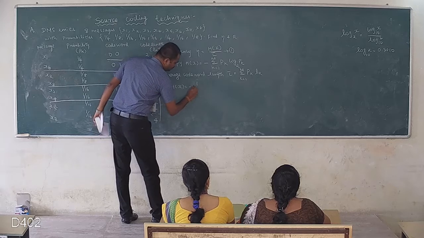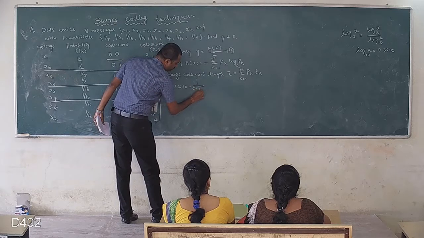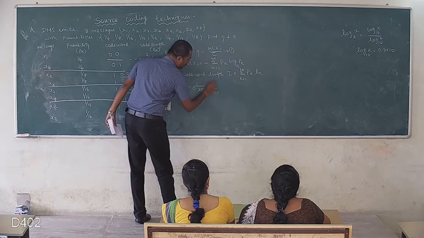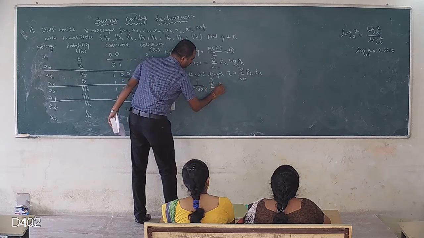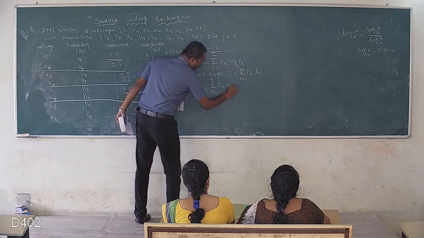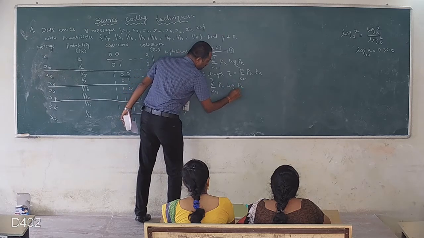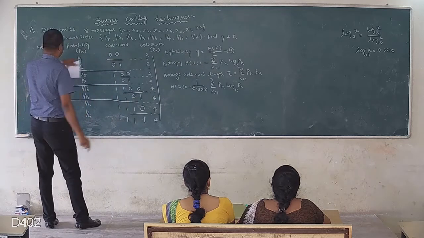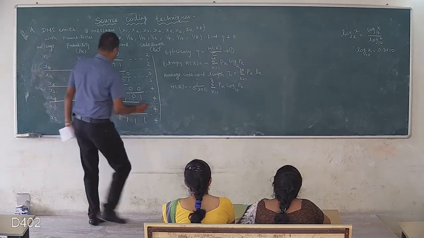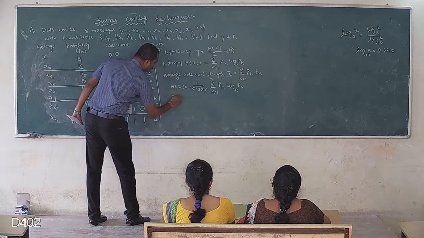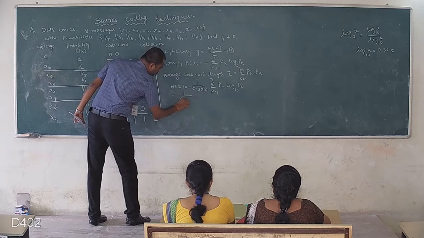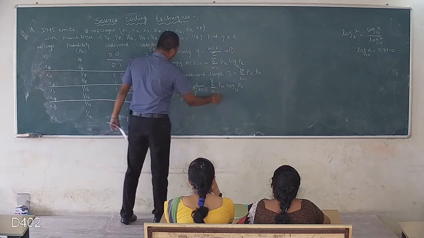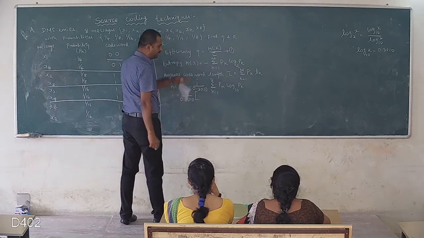That means 0.3010 summation k is equal to 1 to 8 pk log pk to the base 10. Now I have to substitute probabilities and its probability of occurrence. So if you do so, that is P1 log P1 plus P2 log P2 and so on, P8 log P8.